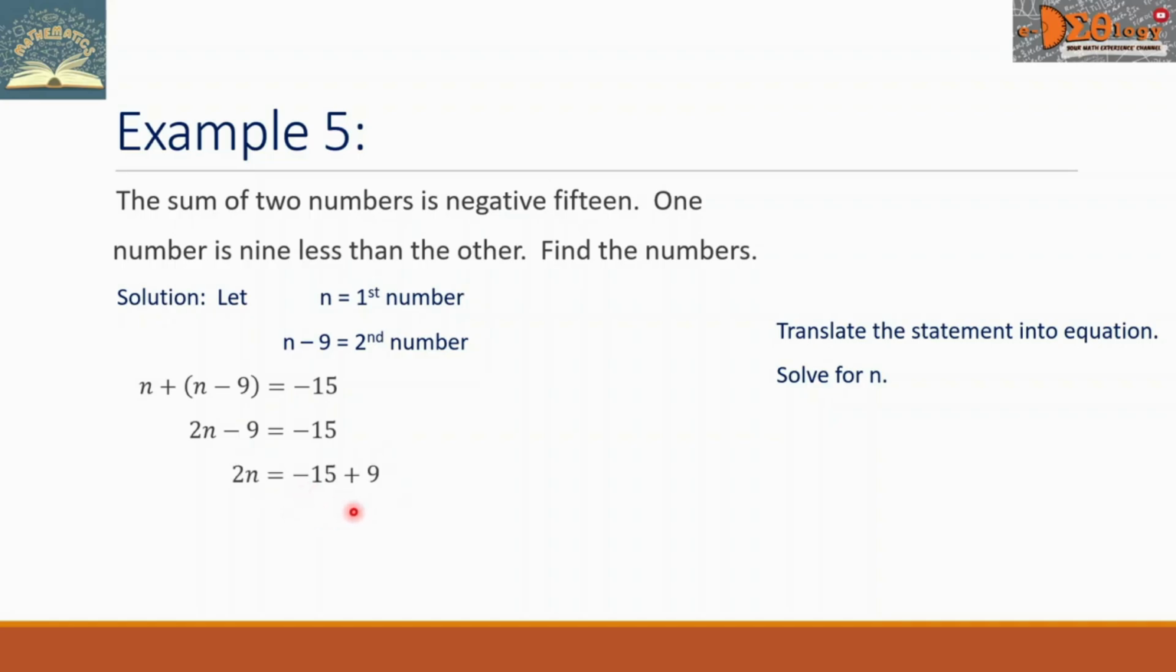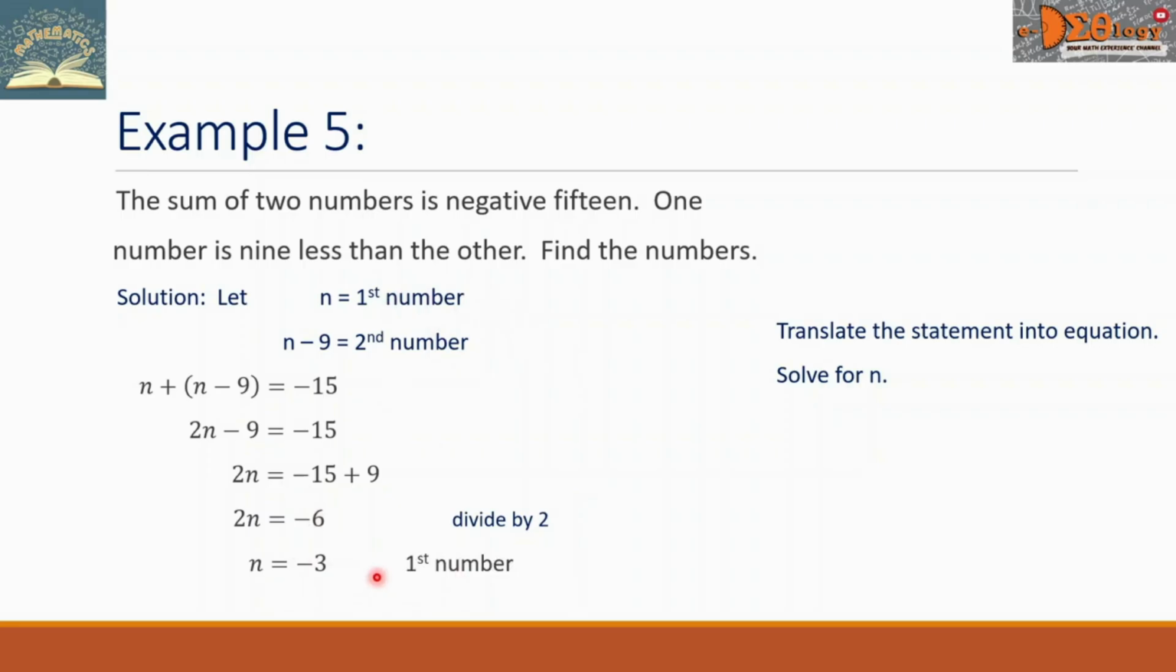We simplify negative 15 plus 9, that will be negative 6. And we divide this equation by the coefficient of n, which is 2. When we do that, the left side becomes n, and the right side, negative 6 divided by 2, is negative 3. So we have n equals negative 3. In the beginning, we said that n is the first number.